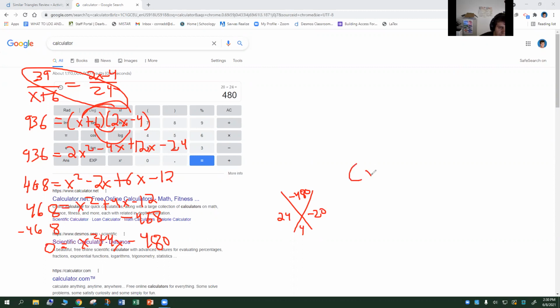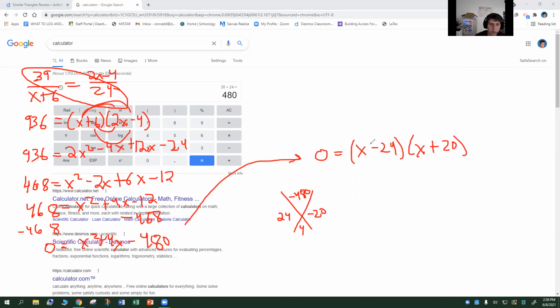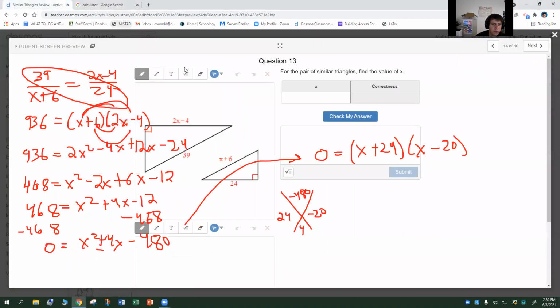So this is going to factor into x. I can move this up here though. So we've got 0 equals x plus 24 and then x minus 20, for the positive 4x. Okay. Then we can set those each equal to 0, right? In order for this to equal 0, either the first term or the second term has to equal 0. So x plus 24 equals 0, and then x minus 20 equals 0.